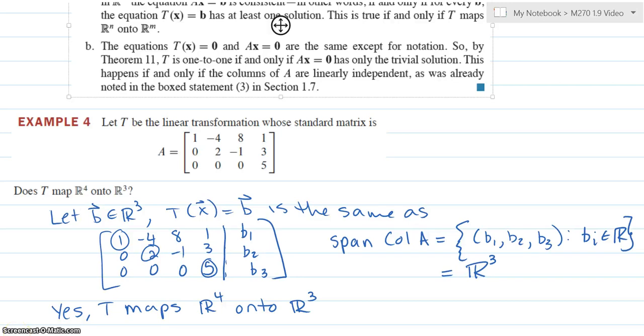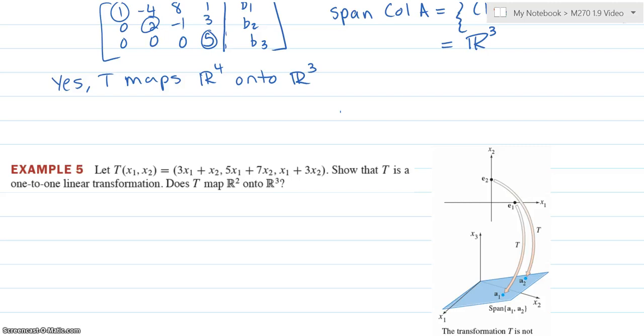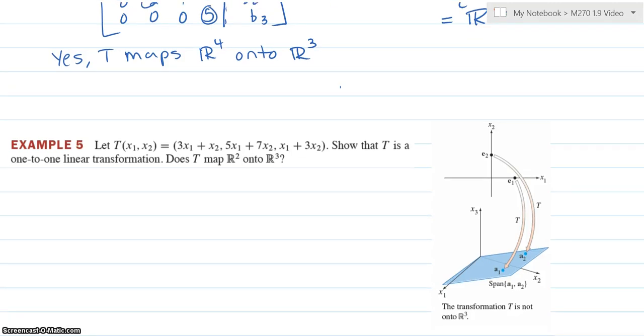Let's look at example 5, our last example. So let T be defined as such. We're going to show that T is 1-to-1, and does T map R2 onto R3. It is R2 because the domain is R2, and there's the codomain. You can see there are 3 entries there. That is R3.